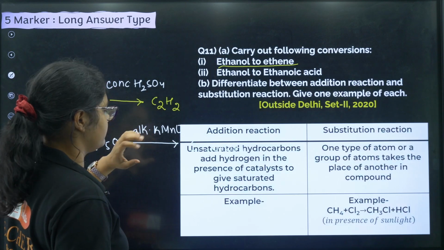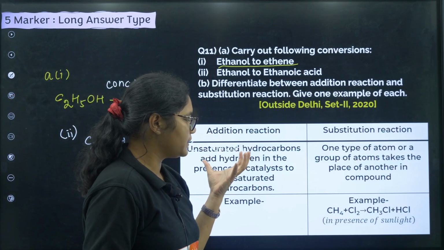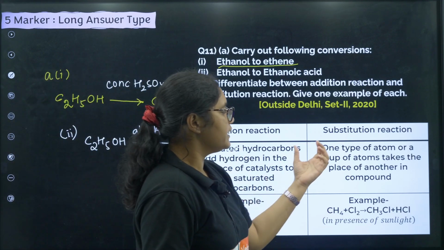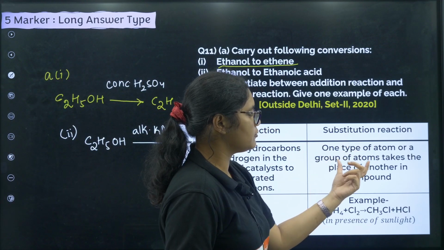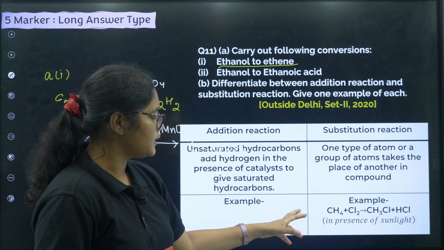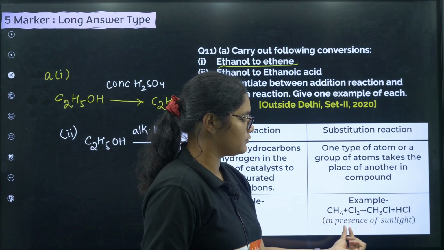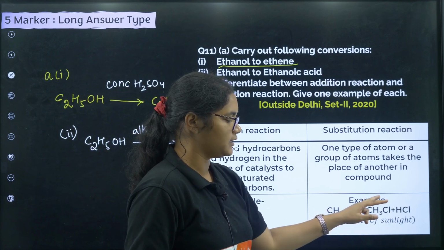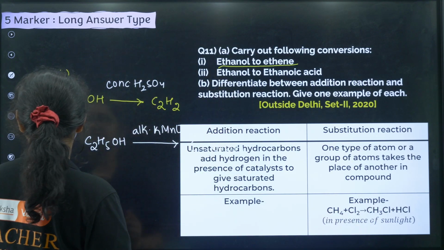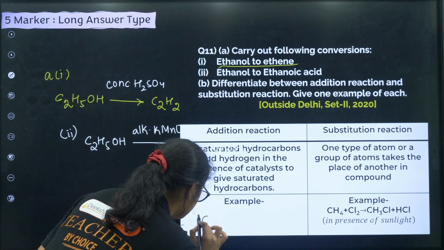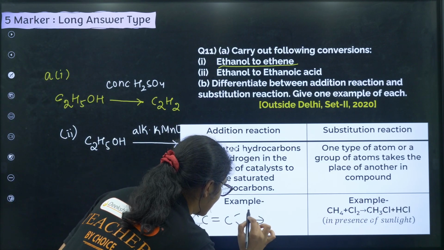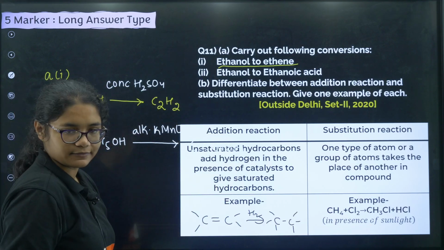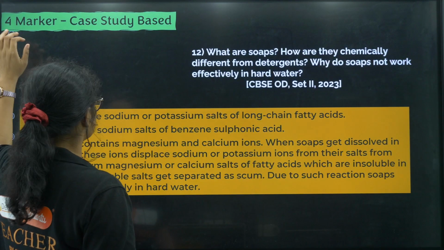Next, differentiate between addition reaction and substitution reaction. Give an example of each. Okay. So addition reaction is undergone by unsaturated carbons in presence of a catalyst to give you saturated carbons. In substitution reaction, one of the atom or group of atoms takes the place of another atom. Here you can see an example, CH4 plus Cl2. If you do this reaction in presence of sunlight, one of the hydrogens is replaced with chlorine, giving CH3Cl. And if you see the example of addition reaction, it is simply like this. Just add H2 and you will get an alkane. The double bond is replaced, right? That is an example.